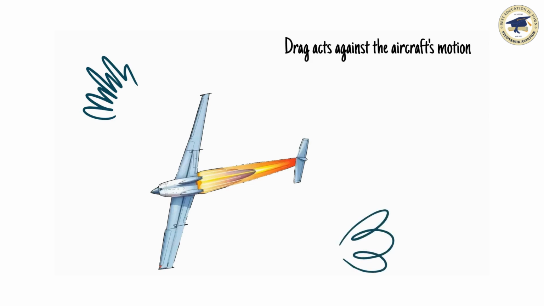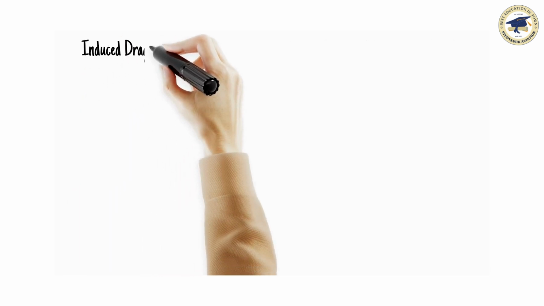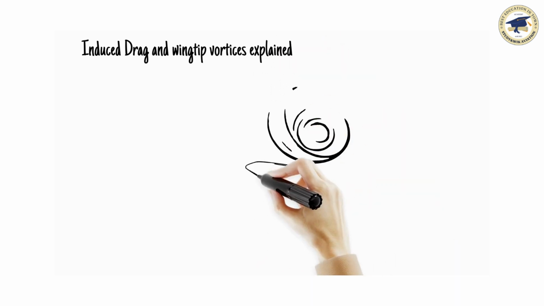Total drag is made up of two main components: induced drag, directly related to lift production, and parasite drag, not connected to lift generation. Induced drag occurs whenever a wing produces lift.